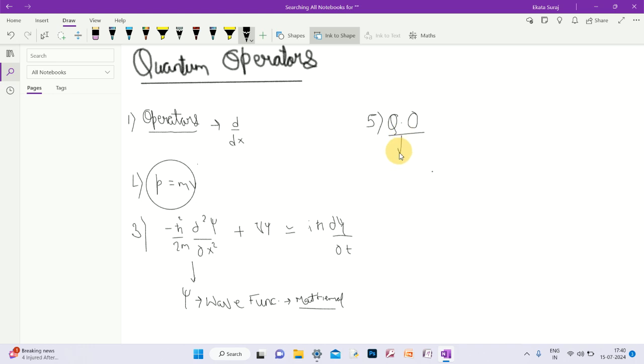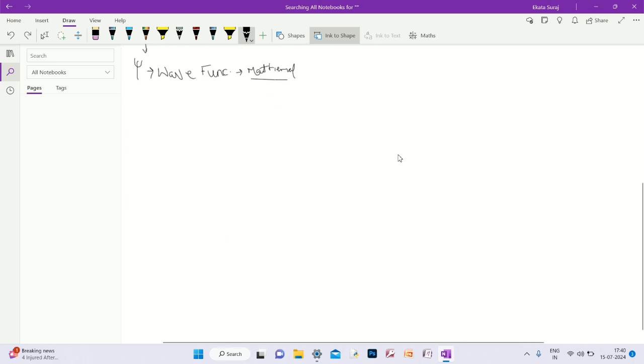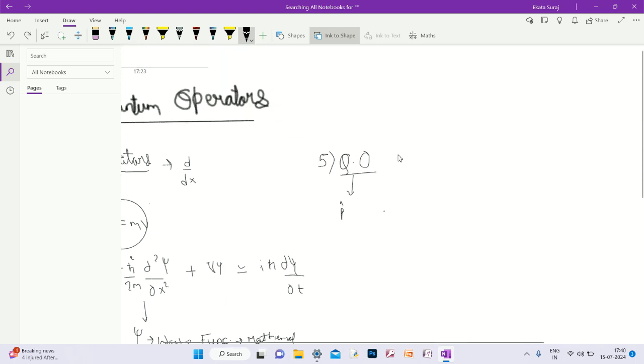Like when you apply the momentum operator to the wave function, as I said, the wave function is a mathematical form, it contains some mathematics. So if you apply this particular momentum operator, which in quantum mechanics is written as p hat, this is a momentum operator. You apply this momentum operator to the wave function and you will get the value of the momentum of the particle.